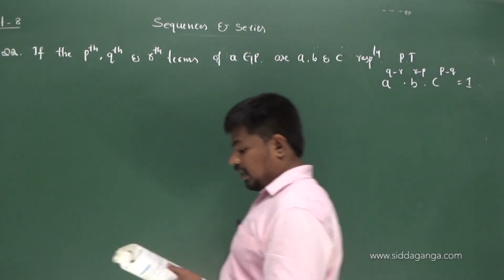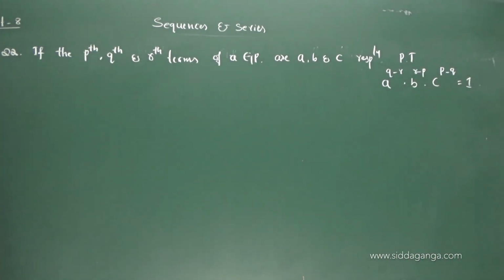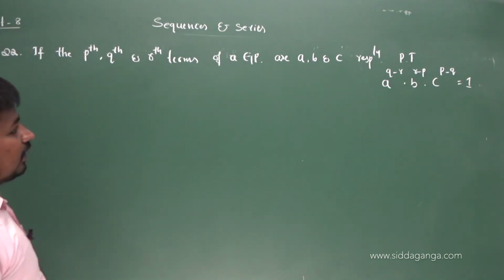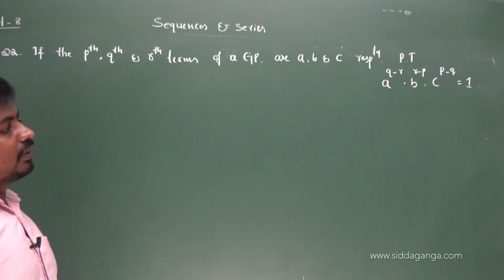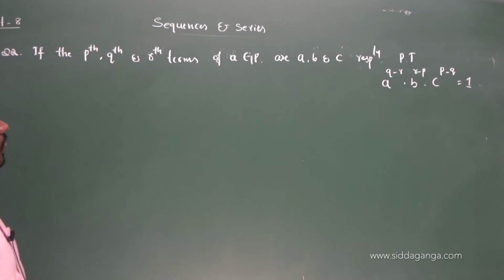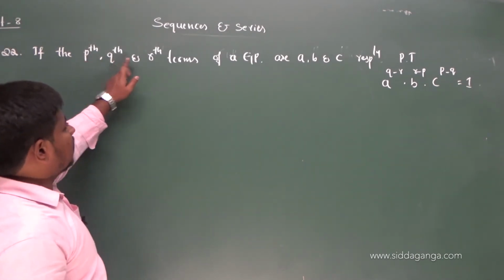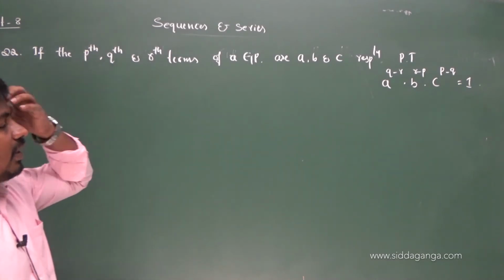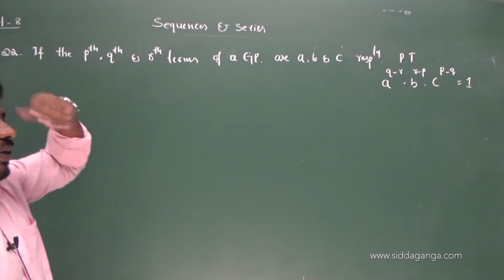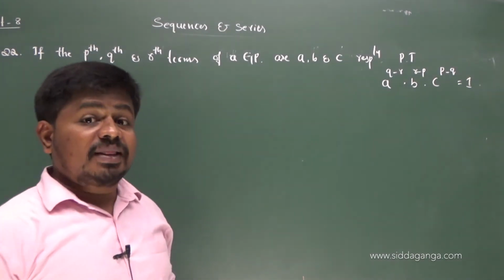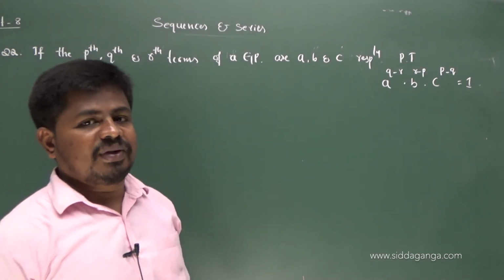Simple question and important for examination. Appeared in the examination before. Now the question is: pth term, qth term, rth term are given. Pth term is A, qth term is B and rth term of a GP sequence is C. Then you have to prove that. So we know that the nth term of a GP sequence is A R power of n minus 1.